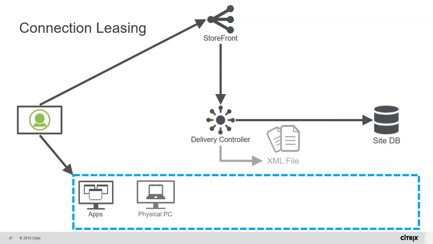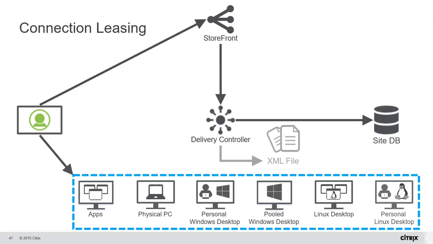But the process from the user perspective is identical. It still works. It's just we're keeping this stuff in an XML file. The user will then be able to launch their apps, connect to a physical PC, a remote PC, a virtual desktop, or a Linux desktop. Doesn't matter. If the delivery controller can't access the database for some reason, the delivery controller will automatically switch over to the local XML file. And then the user can continue to get access to a resource that they've already accessed before.